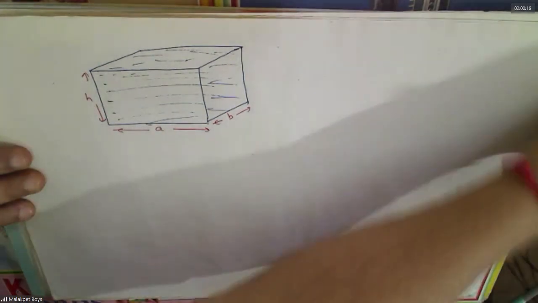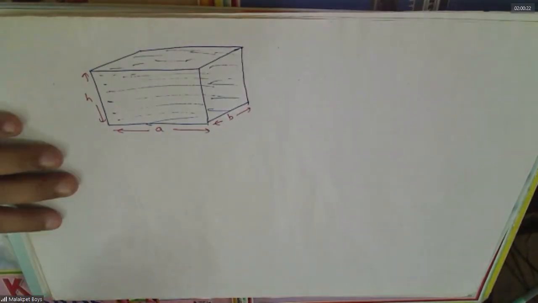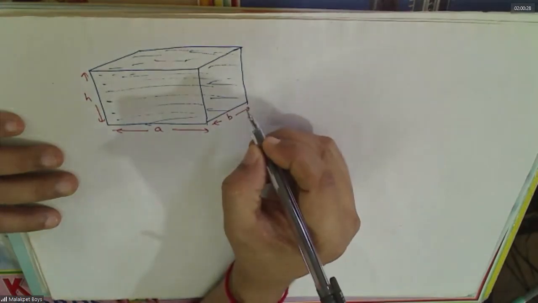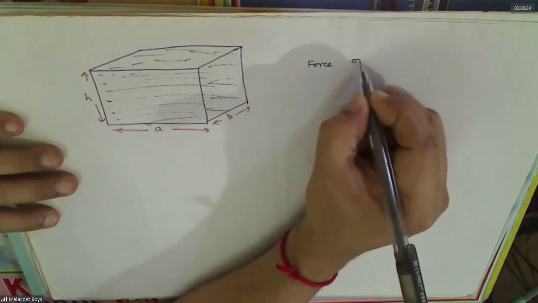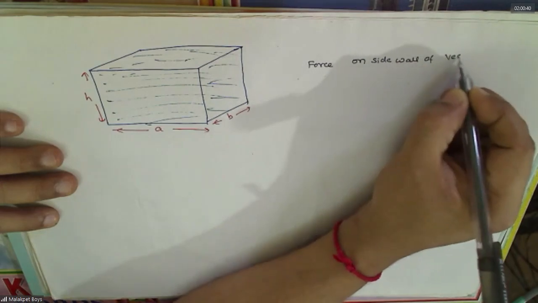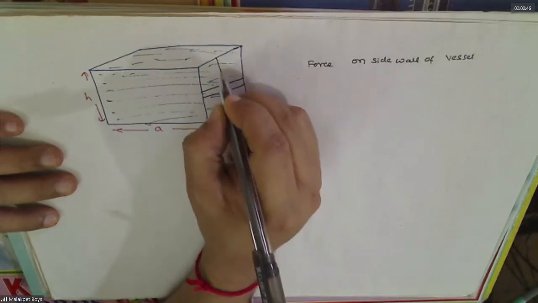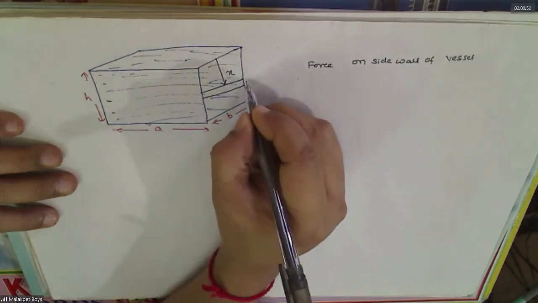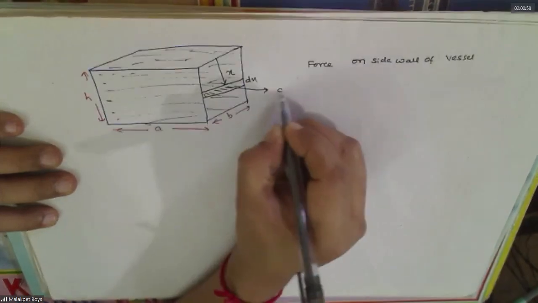See, here you can see the force depends upon pressure, no? Force depends upon pressure. Pressure depends upon depth, no? We can say force on the wall. So we'll take one small strip, say at depth x, so this is dx. In this there is a force like this, df, perpendicular to this.